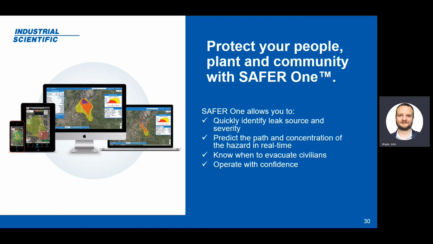SAFER 1 is our dynamic plume modeling software. It allows us to quickly identify a leak source and its severity. We can also predict the path and concentration of a hazard in real time, understand when to evacuate, and operate with confidence. So with SAFER sitting on top of our chemical emergency toolkit, we're now incorporating all available data into a single package that allows us to not only understand all the different hypothetical scenarios that could be happening, but what is unfolding in real time and how we can respond to it.